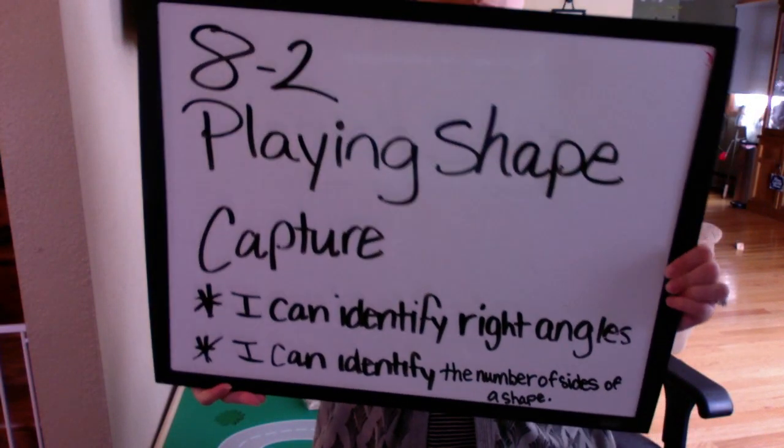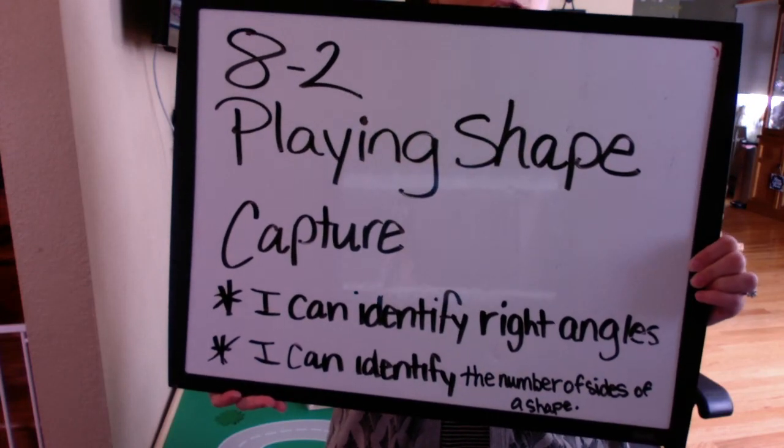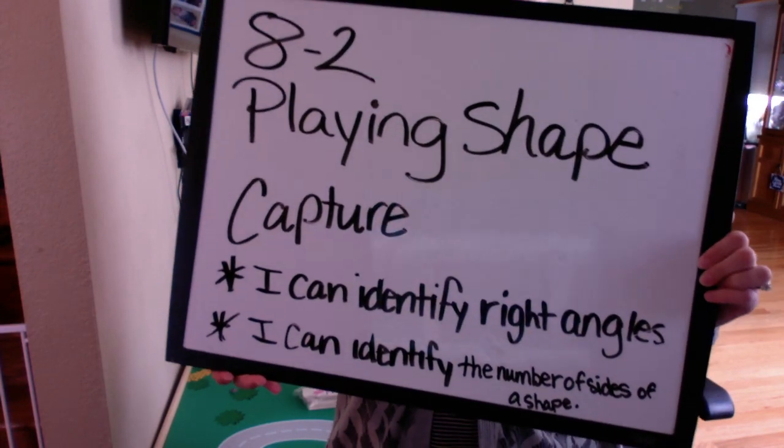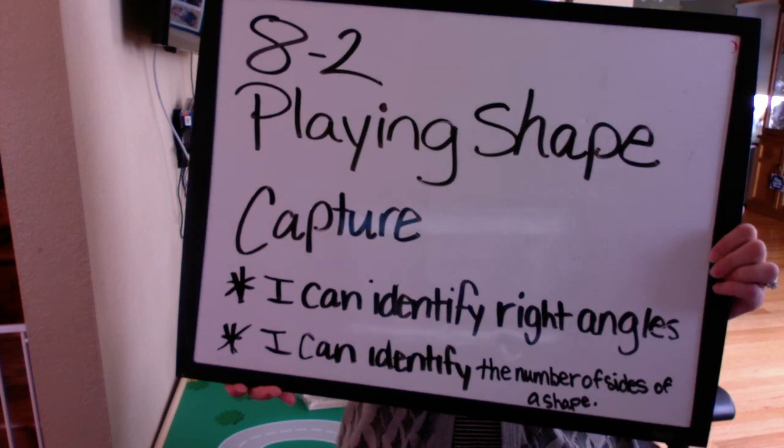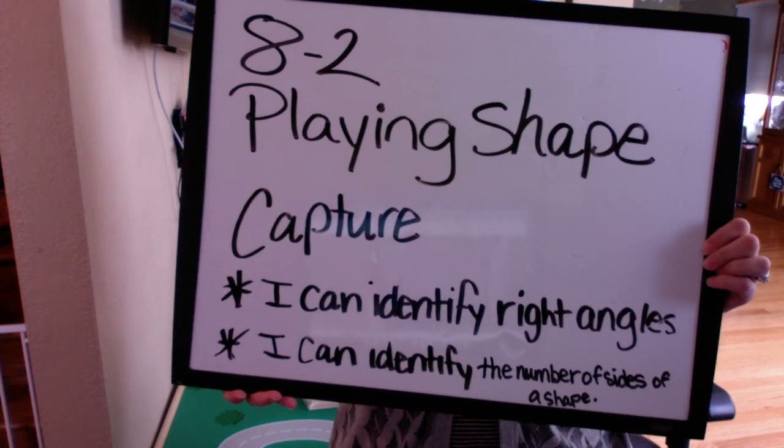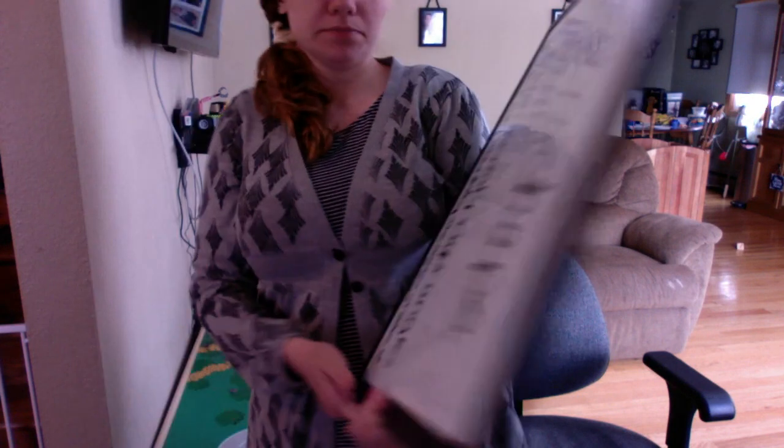Hello, boys and girls. Today we are going to be doing 8-2 playing Shape Capture. The I can statements for today are: I can identify right angles and I can identify the number of sides of a shape. Okay, here we go.